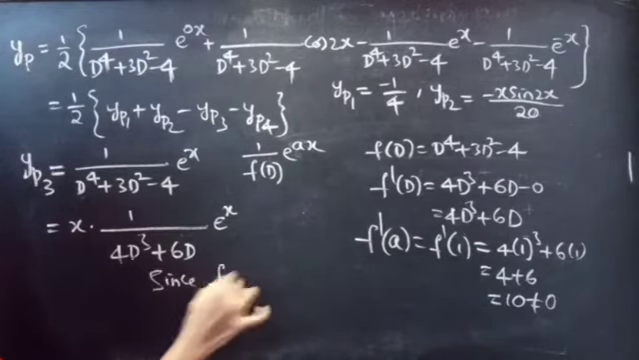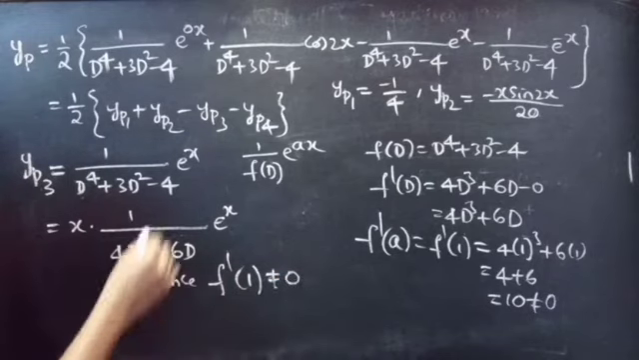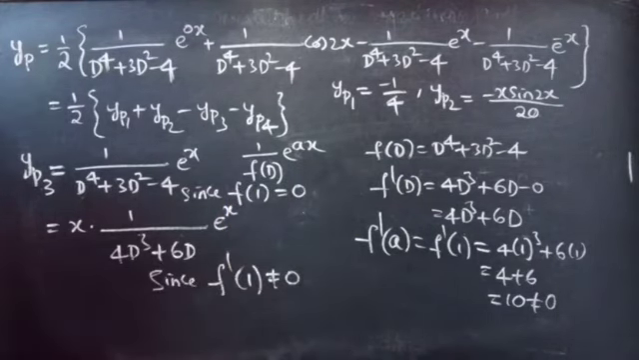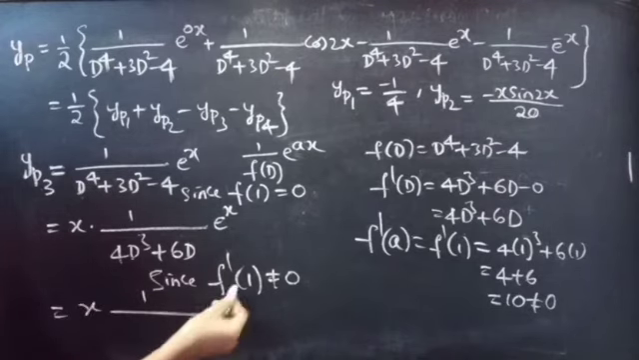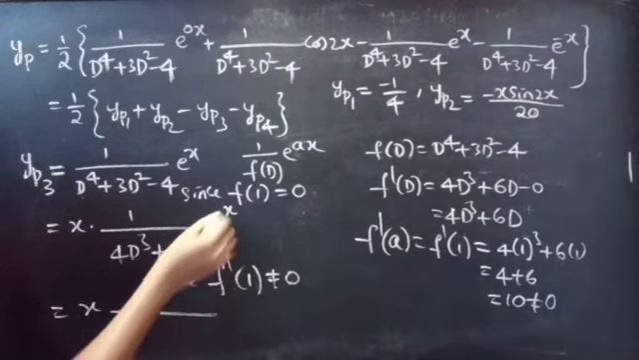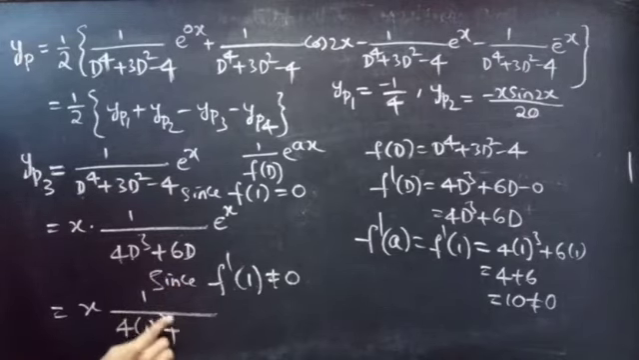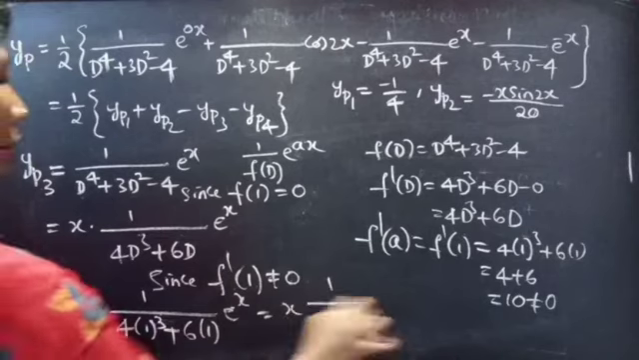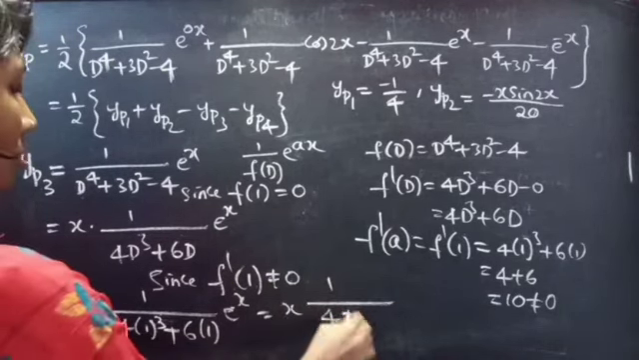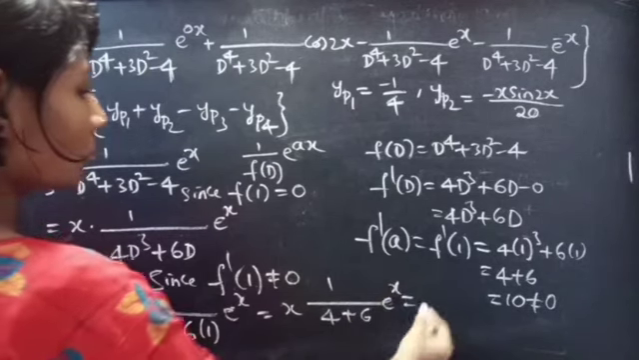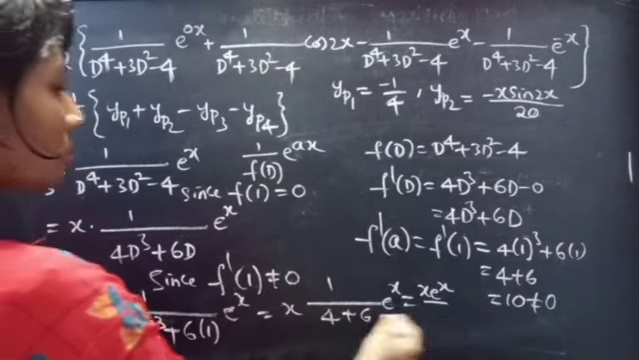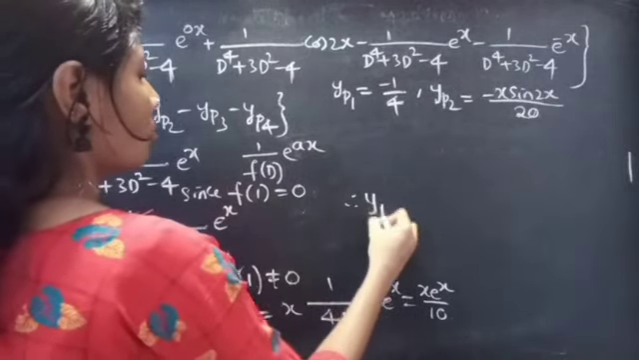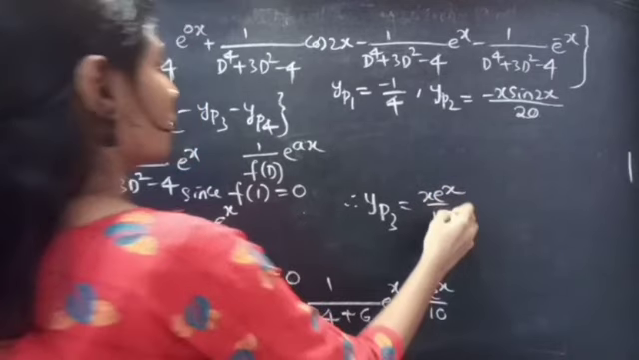Since f'(1) is non-zero, right? Here we need to write, since f(1) is 0. Fine. Now here, since f'(1) is non-zero, we can replace D by a for a equals 1. So 4 into 1³ + 6 into 1, into e^x, equals x into 1 by 4 + 6, into e^x, which equals x e^x by 10. Therefore, yp3 equals x e^x by 10.